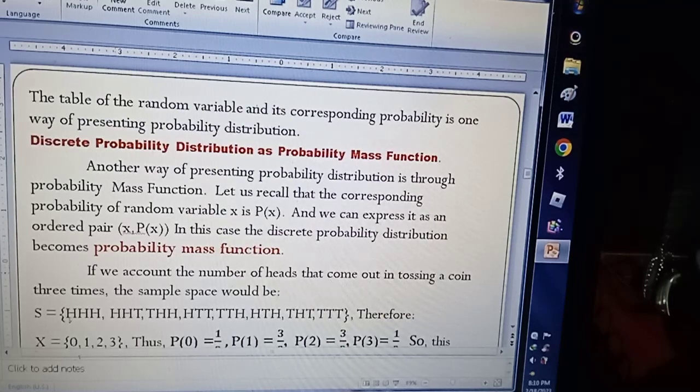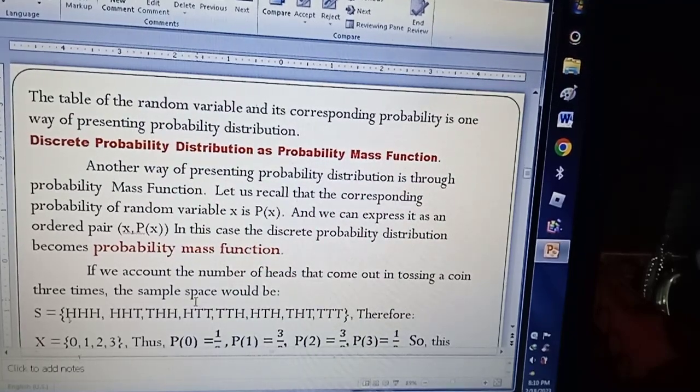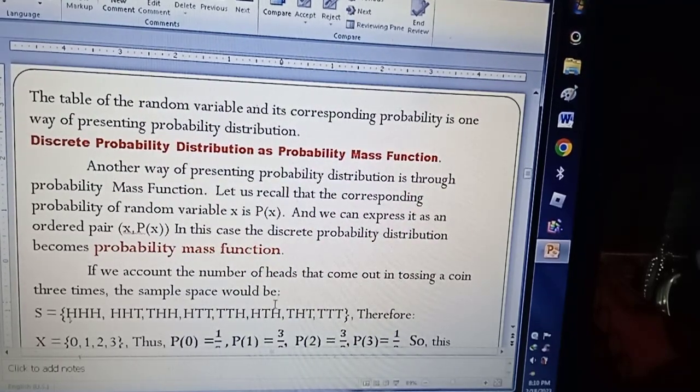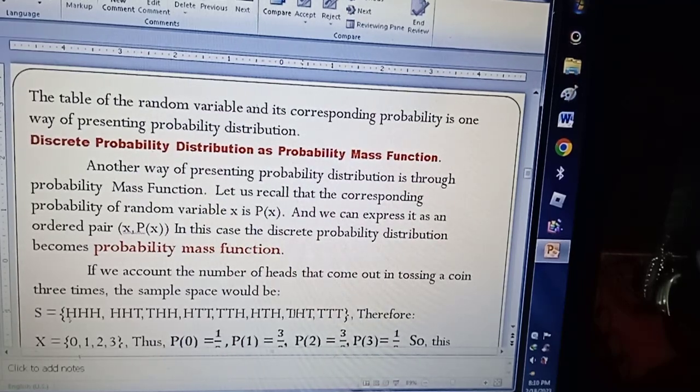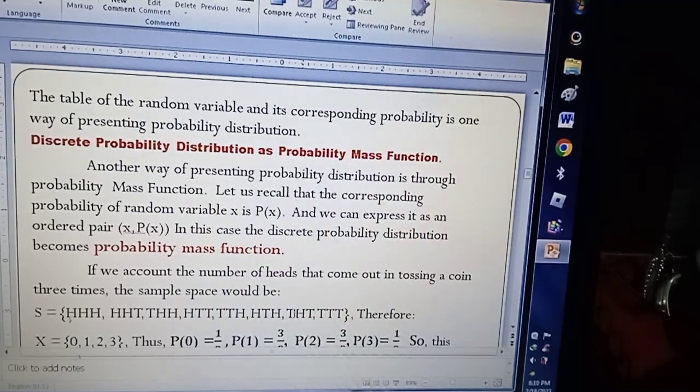Now, if we count the number of heads that come out in tossing a coin 3 times, to get the sample space or the possible outcomes, in a coin there are 2 faces, and we make that as the base, and the number of tosses of the coin is the exponent.